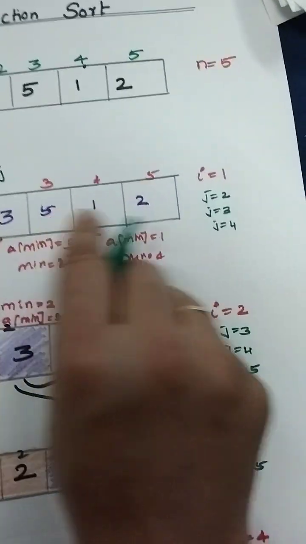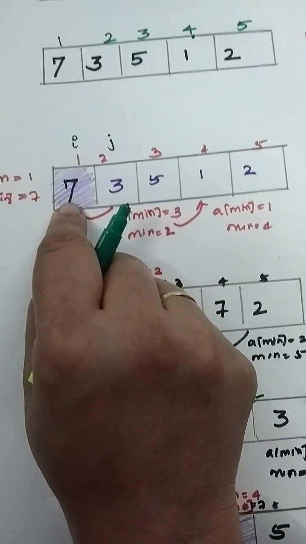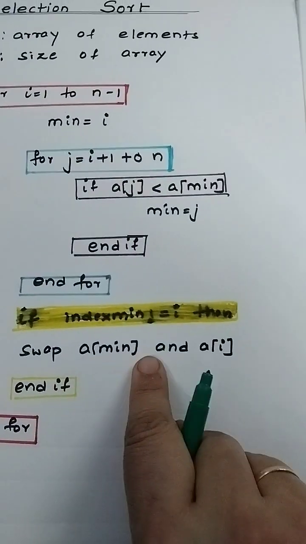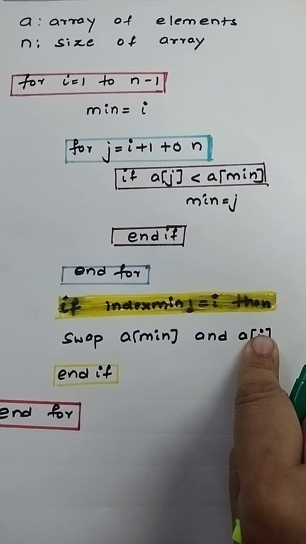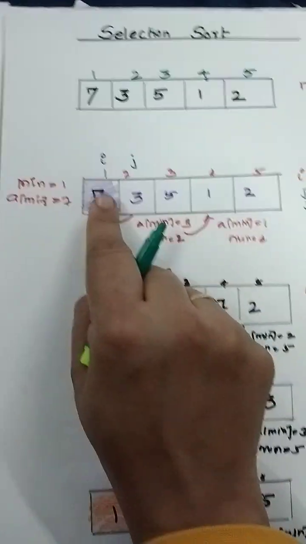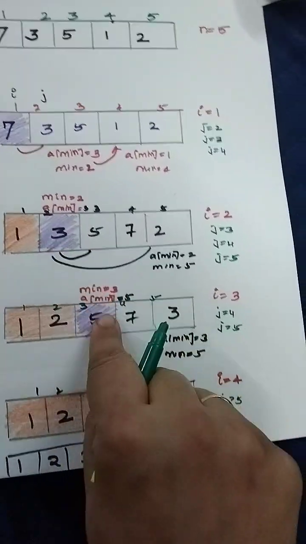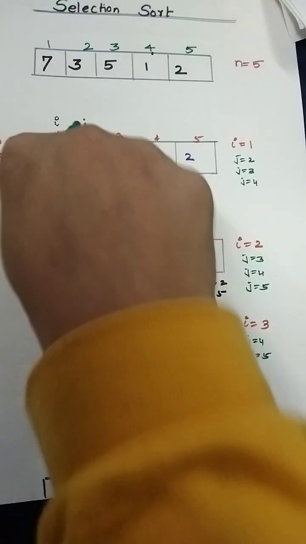At last, once you find the minimum element, you are swapping it. Swapping the minimum element with what? With the ith element. Can you see that you are swapping the minimum element with the ith element? You can see over here. So I hope you understood this. This for loop is for this one: i is equal to 1, i is equal to 2, i is equal to 3, i is equal to 4. That is 4 times you are taking these elements for the outer for loop.